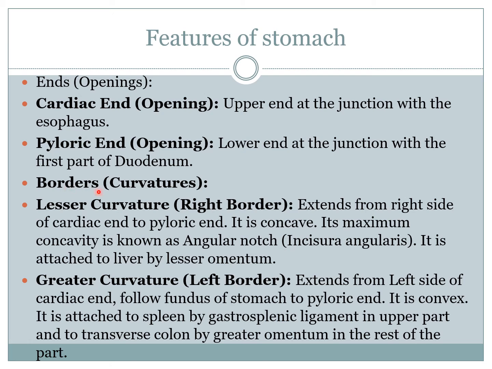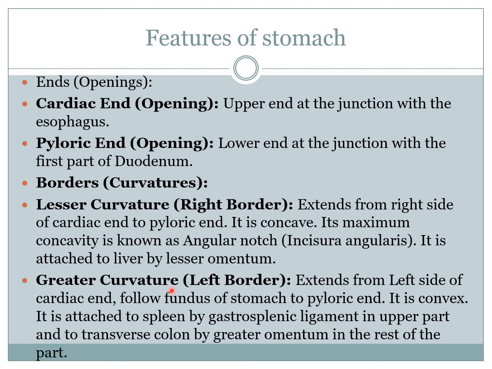It has two borders or curvatures, lesser curvature and greater curvature. Lesser curvature, the right border, extends from the right side of the cardiac end to the pyloric end. It is concave. Its maximum concavity is known as the angular notch or the incisura angularis. It is attached to the liver by the lesser omentum.